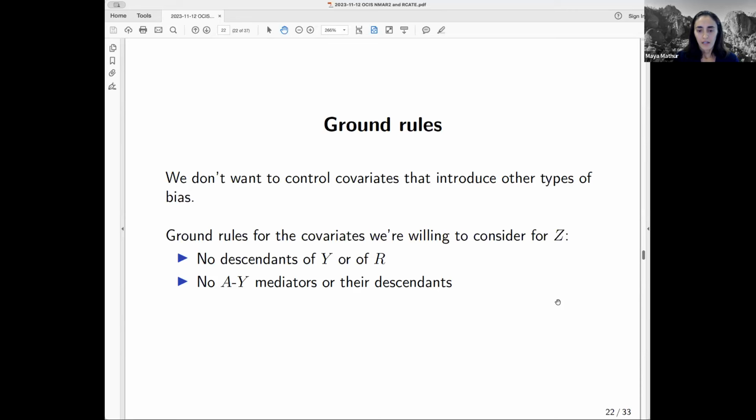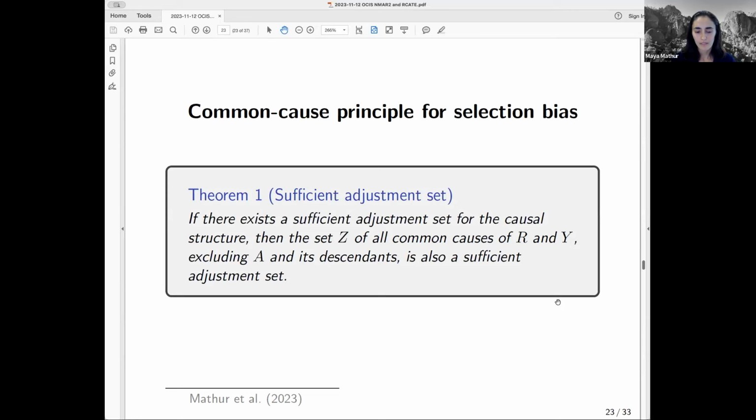We're also going to exclude variables that are mediators or descendants of mediators because we're dealing with total effect estimation. All right, so the first main result is the following common cause principle. This says that if there exists a sufficient adjustment set for the causal structure, then the set Z of all common causes of R and Y, excluding the exposure and its descendants, is also a sufficient adjustment set. This clause about excluding the exposure and its descendants is, again, because of these ground rules about which covariates we're willing to consider.